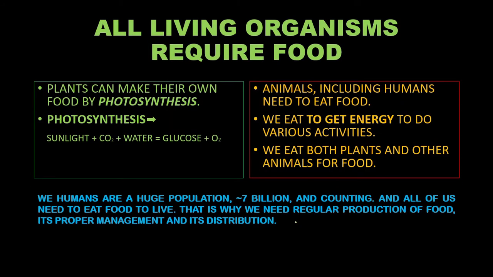Okay, so before jumping straight away to the steps of crop production, wouldn't it be nice if we tried to answer one question? Why do we have to do agriculture in the first place? Why can't we just eat the fruits and vegetables and live happily? Oh, that's two questions, but they have one answer. We humans are a huge population, approximately 7 billion and counting. And all of us need to eat food to live. That is why we need regular production of food, its proper management, and its distribution.